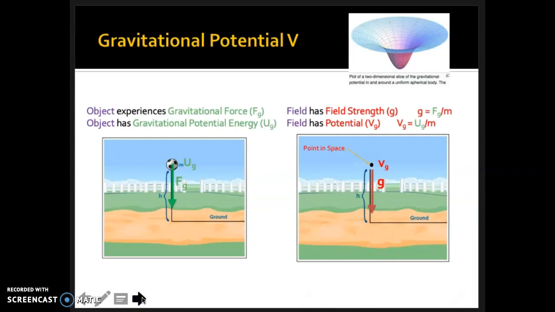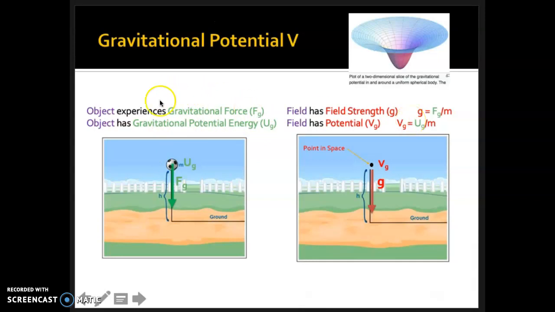Okay, so let's go back to the gravitational potential example so that we can really understand this for electric stuff. You're familiar with this: if there's a soccer ball here, it's going to feel a gravitational force down towards the Earth. That's Fg. And it's going to have gravitational potential energy.